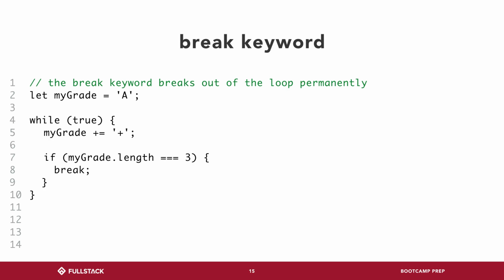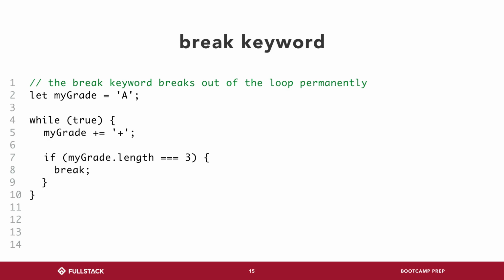And we're just saying, hey, we want to do this loop while it's true. So this loop's going to run forever. But luckily, we can use this break keyword and find a way to get out of the loop. So this is automatically true. We come down here and we say, hey, myGrade is now equal to whatever it was, and smash a plus sign onto the end of it. So this plus sign gets added to the end here, and myGrade now is A+.